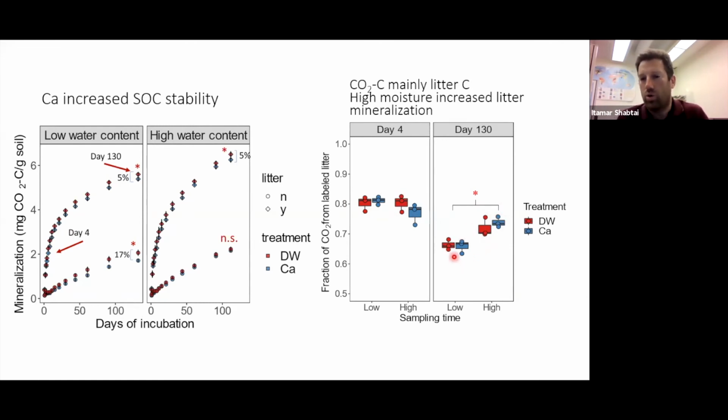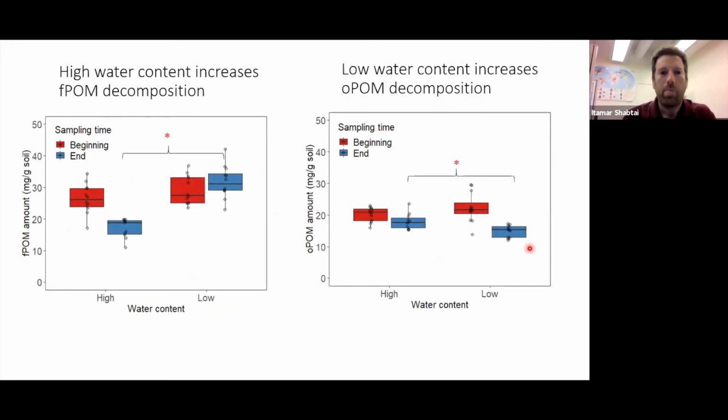In the low water content treatment, now only 65% of the CO2 was originating from the litter, whereas in the high water content treatment, 70 to 75% of the CO2 originated from the litter. So we can say here that the high water content treatment favored the utilization of litter as a substrate relative to the low water content.